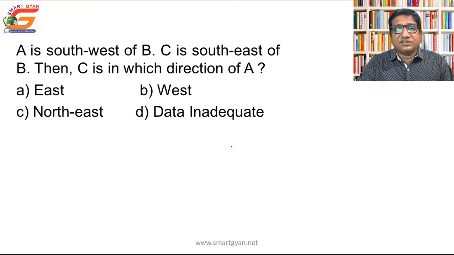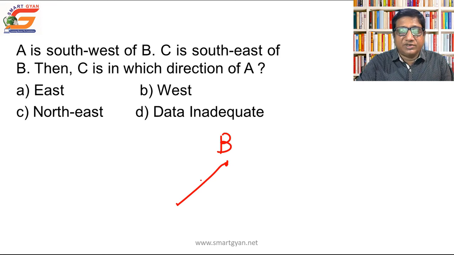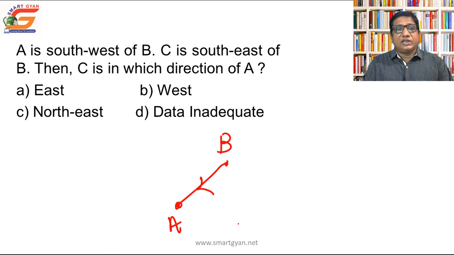A is southwest of B. Suppose B is here, this is the point of B, and southwest means moving in this direction, and here is A. A is southwest of B. C is southeast of B. Here, this question is a little bit tricky. Most of the students get confused here and make a mistake.